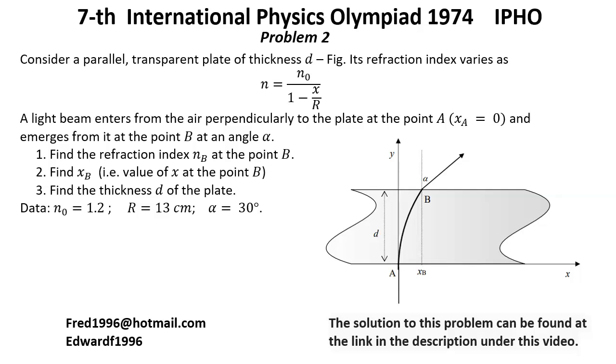First, find the refraction index nB at the point B. Second, find xB, that means the value of x at the point B. Third, find the thickness d of the plate. Data: n0 equals 1.2, r equals 13 centimeters, alpha equals 30 degrees.